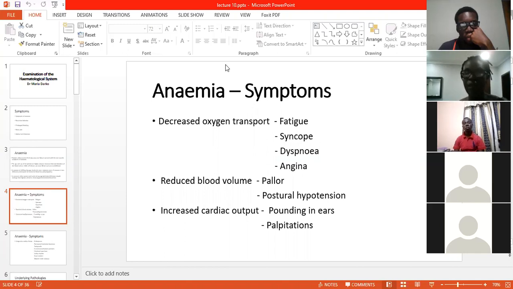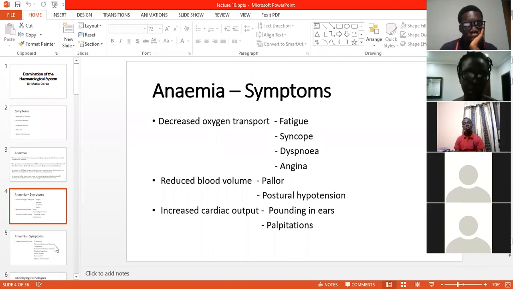And so there would be an attempt by the body to increase cardiac output so that it will meet the oxygen demands of the various tissues. And so that will be felt as pounding in the ears and palpitations. So all these symptoms are symptoms of anemia. If a patient comes to you and says that I hear pounding in my ear, it is a symptom of anemia. And so you need to take cognizance and deal with it appropriately.